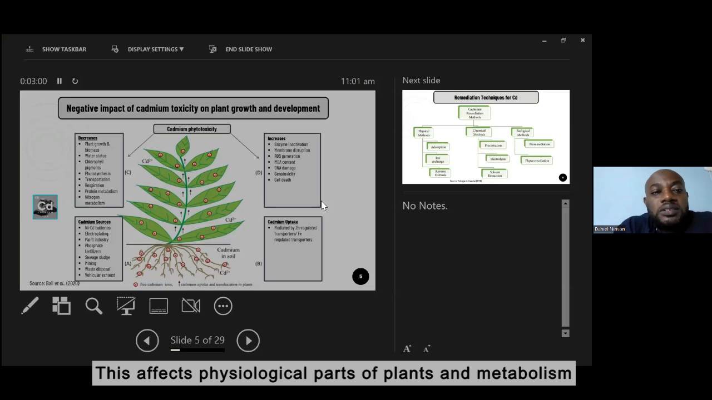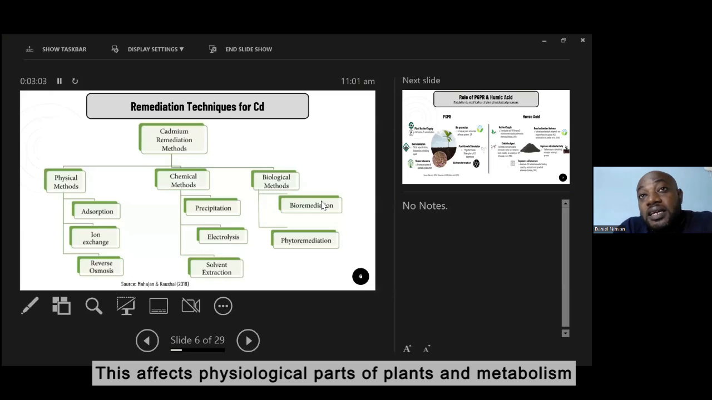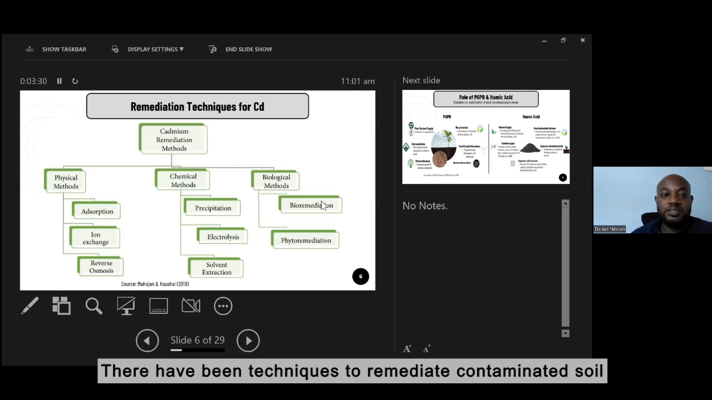So once they get into the soil and there's an uptake by plants, it affects two main physiological pathways of plants, disrupts their metabolism and physiology, and then there are also marked expressions on the plants, where you have issues like chlorosis, necrosis, leaf roll, and various distortions in the plants.